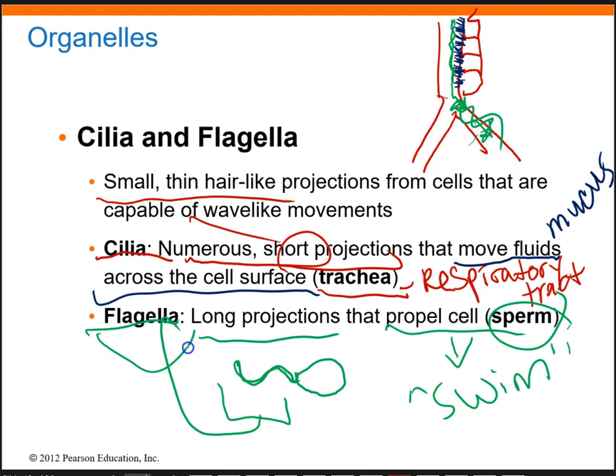Now, flagella, that's plural, like when I'm talking about many of them. A flagellum is just one. That's why you keep hearing me say flagellum. Flagellum means just one tail.